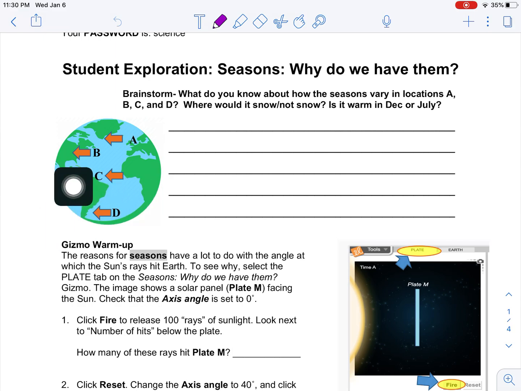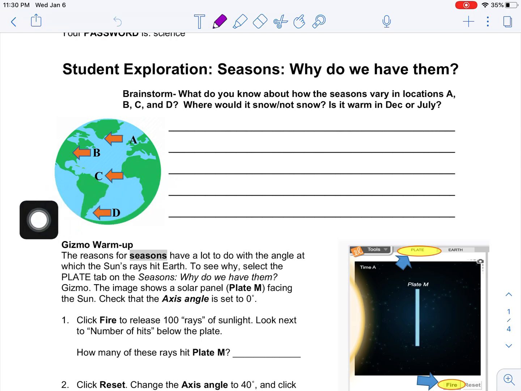C is anywhere here in the Caribbean or in Central America or northern South America, so pretty close to the equator. And then D would be anywhere in the southern hemisphere, but further away from the equator, so like Chile or Argentina or South Africa or anywhere, Australia, maybe the southern parts of Australia.